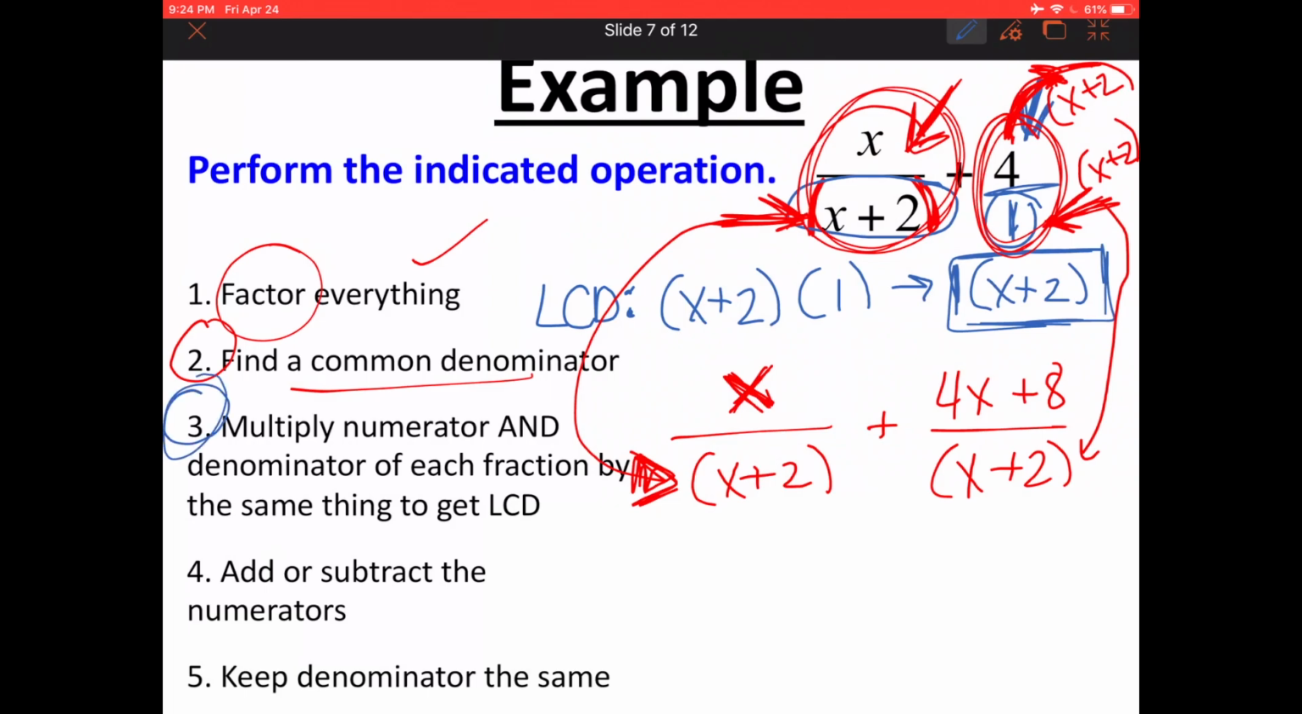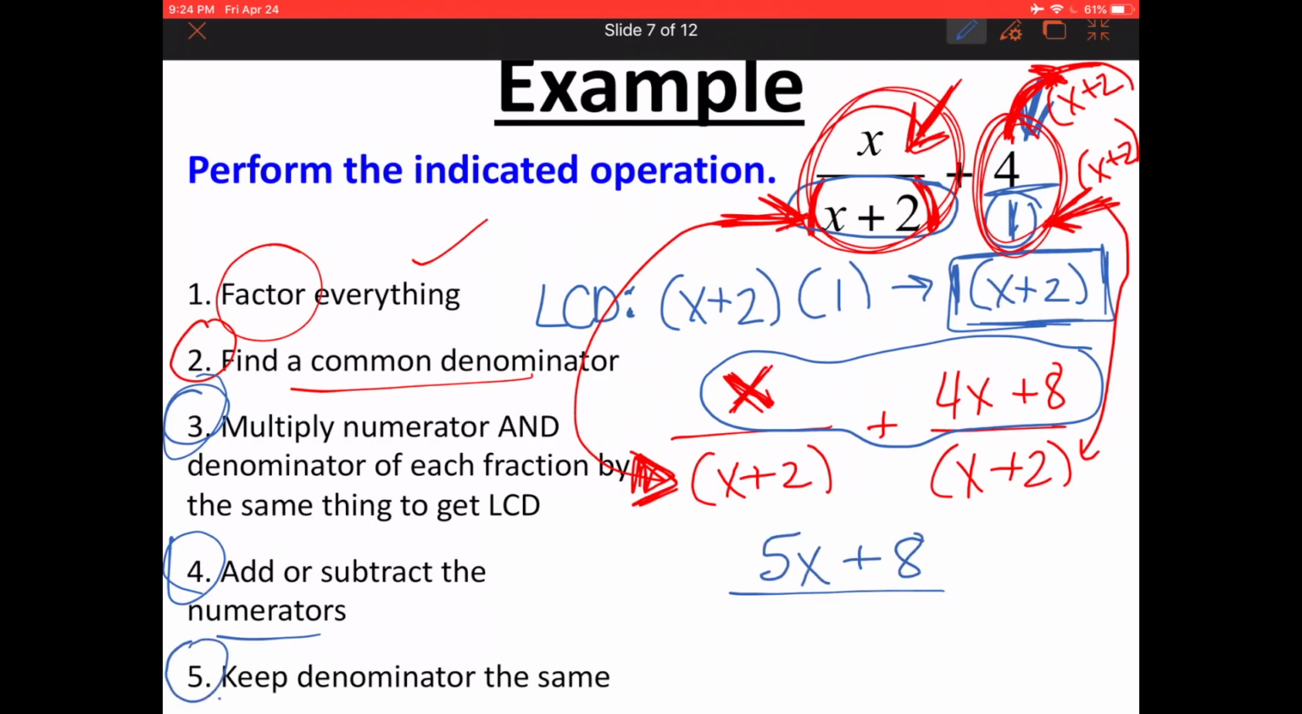So I've done step 3. Step 4, add or subtract the numerators. So x plus 4x plus 8. That would give me 5x plus 8. And then step 5, keep the denominator, x plus 2. And here we go, guys. Final answer.